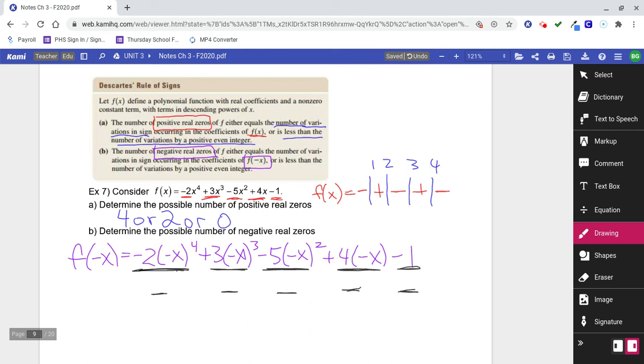So remember what we're talking about. We're talking about the number of variations in sign. How many times does the sign change from negative to positive or positive to negative? How many? None. So 0. There would be 0 possible negative real zeros. Okay?